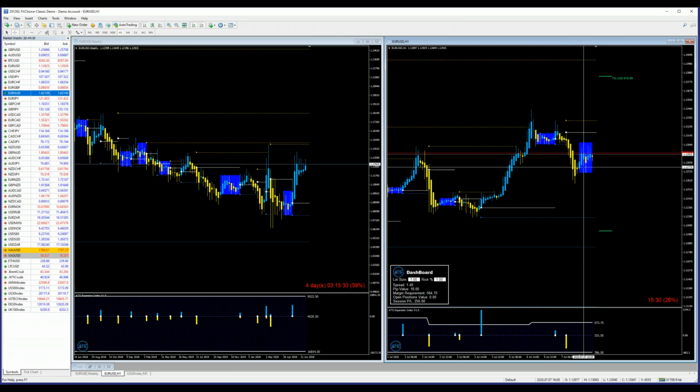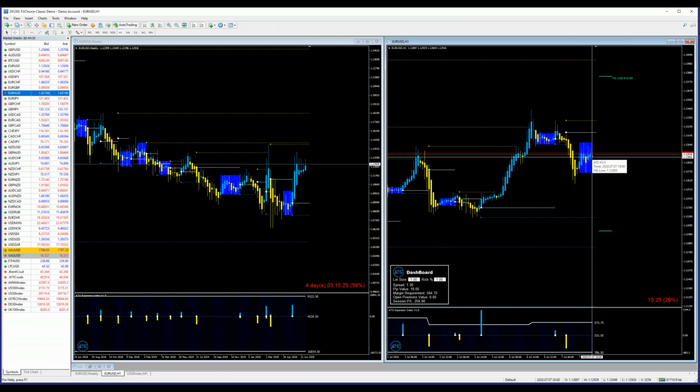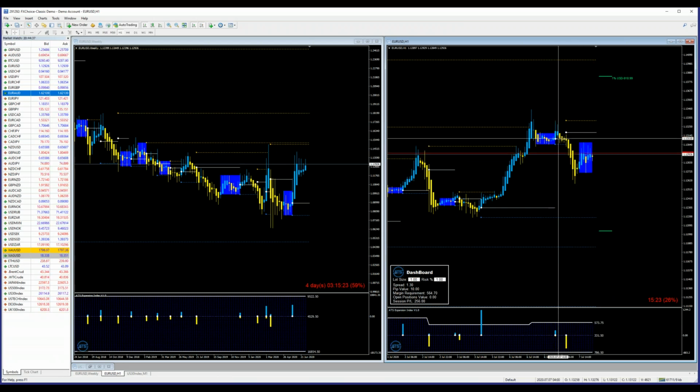Now there's finesse to where you enter right here. You could have entered down here on this turn right here. You could still enter up here, because you're still below right here.